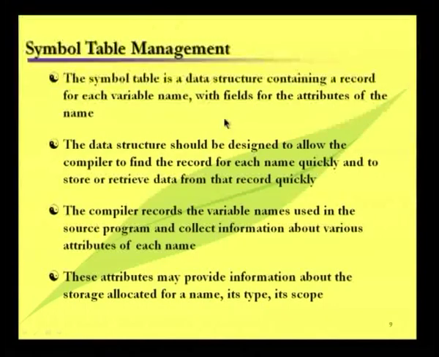So every variable in the program must be entered into a data structure in a record format, and the record includes the name of the variable, the type of the variable, and other attributes like the size and the scope. If it is a simple data type, this is okay, but it can be an array also. If it is an array, then in that case we will store the number of dimensions, the size of each dimension, and so on.